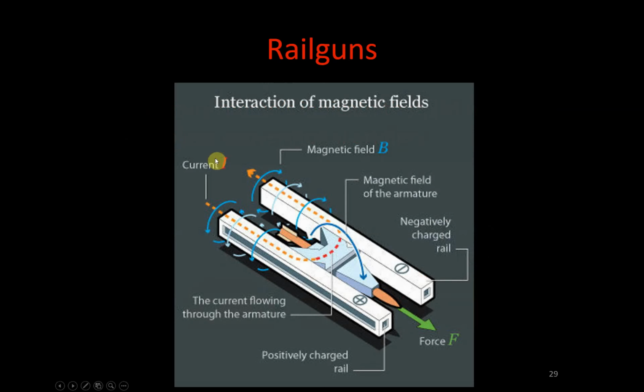So here's the sort of thing that's going on. Pass a current through this armature here, generate a magnetic field. That magnetic field will in turn then accelerate this projectile with a force F. Give it enough of a potential difference, give it enough current, and you could propel this at very, very high speeds.